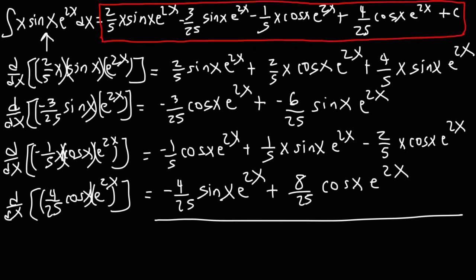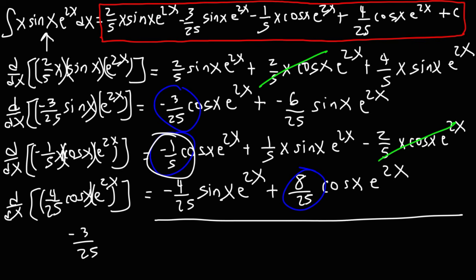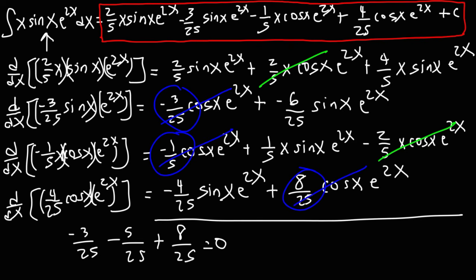So let's think about what cancels. So these two terms cancel. Let's see, what else? Let's focus on these three. Negative 3 over 25, negative 1 over 5. If you multiply that by 5 over 5, you get negative 5 over 25 plus 8 over 25. That adds to 0. So therefore, we can cancel these three terms.